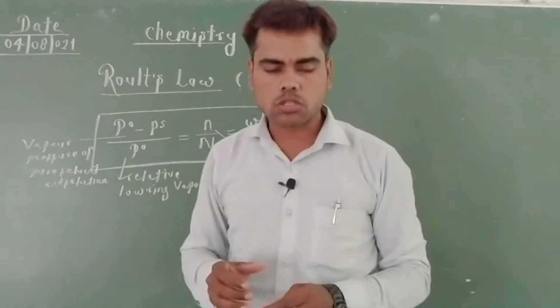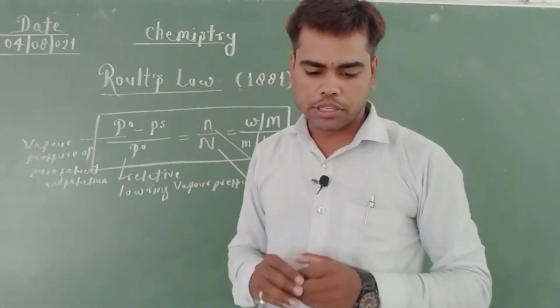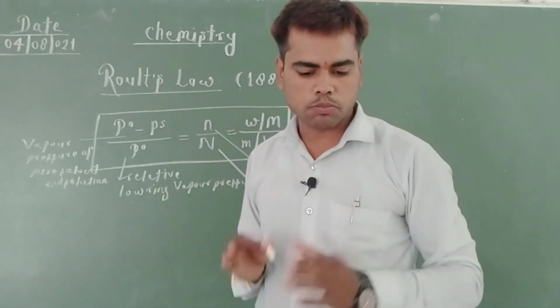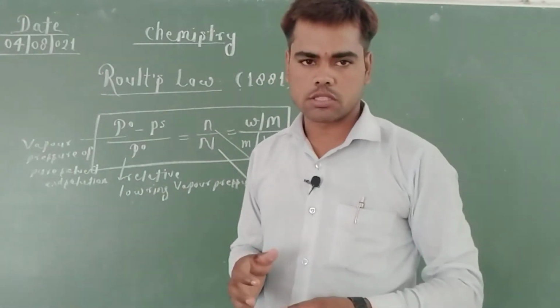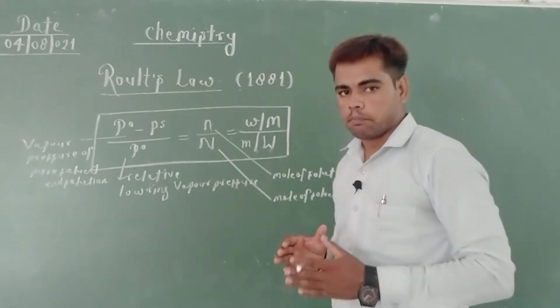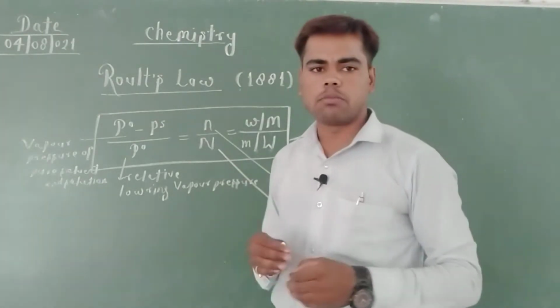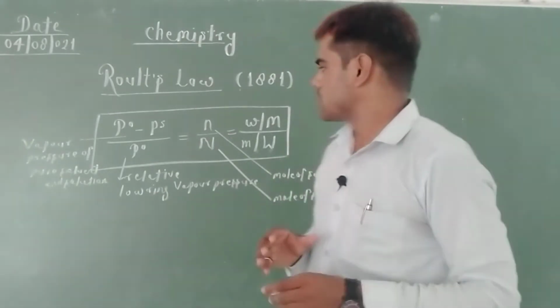According to Raoult, at a constant temperature, the vapor pressure of a mixture of two or more compounds is determined by the compounds present in the mixture. That means at a constant temperature, a mixture can be composed of two or more substances.